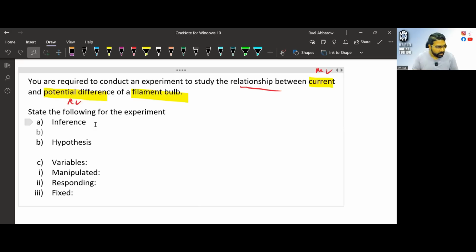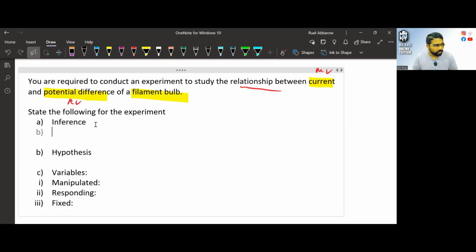Okay, all right. So inference. The inference format will be RV depends on MV. This is the format. Very simple. Okay, RV depends on MV. So to answer inference, first we need the RV and the MV. So let's actually answer variables first. It will help us even for the hypothesis.